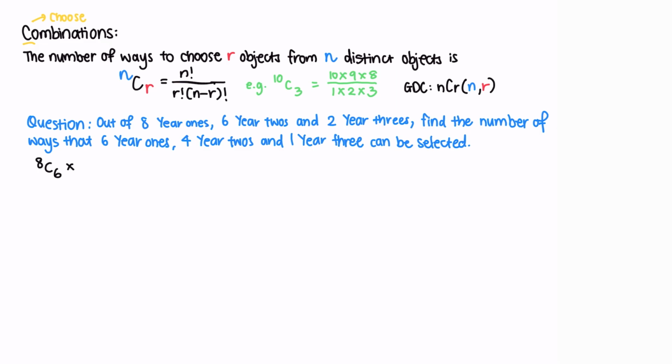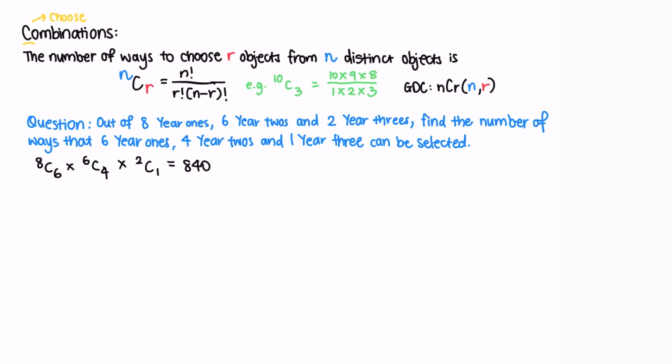And then we'll be multiplying by the number of ways that we choose the year 2s, which is 6 choose 4, because we want to choose 4 year 2s out of the 6 year 2s. Lastly, we want to choose 1 year 3 out of the 2 year 3s. So this is just 2 choose 1. This will net us 840 if we key this into the calculator.